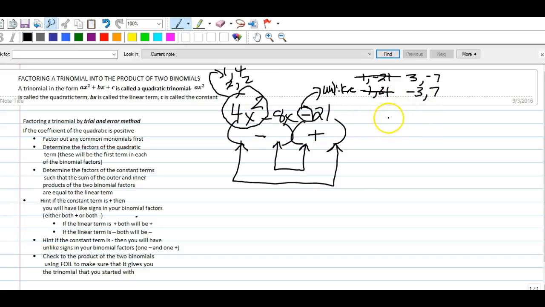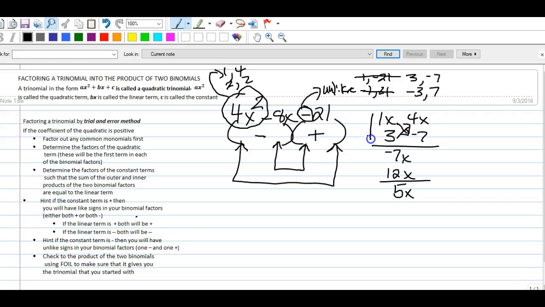So again, when I have multiple combinations to test, I like to come out in the margin, and I like to write the factors of my quadratic term. So I'm going to start with a 1x and a 4x, because 1x times 4x will certainly give me 4x squared. So I need to test a 3 and a minus 7. And I need to look at all the possible combinations. So 1x times a minus 7 is a minus 7x, and 3 times 4x is a plus 12x, and that gives me a plus 5x.